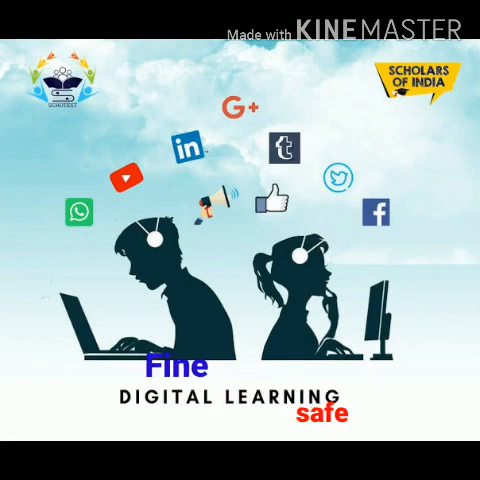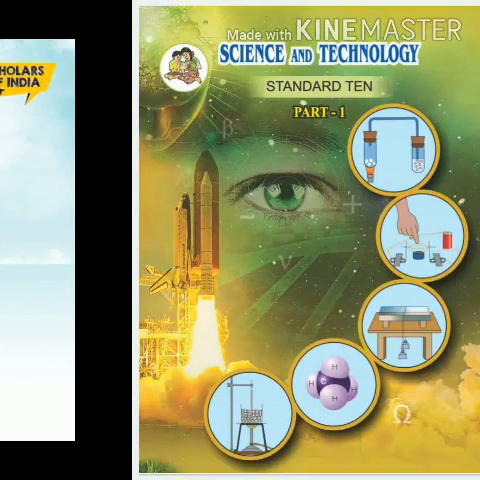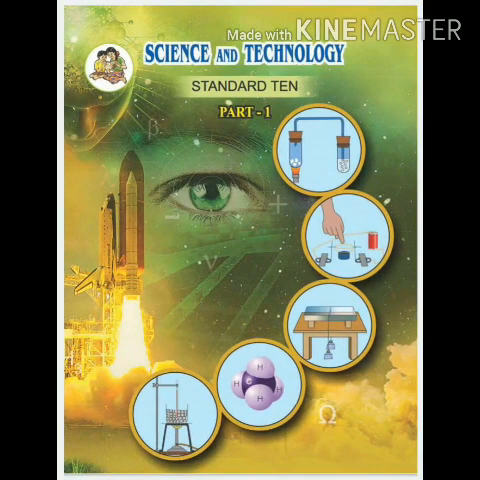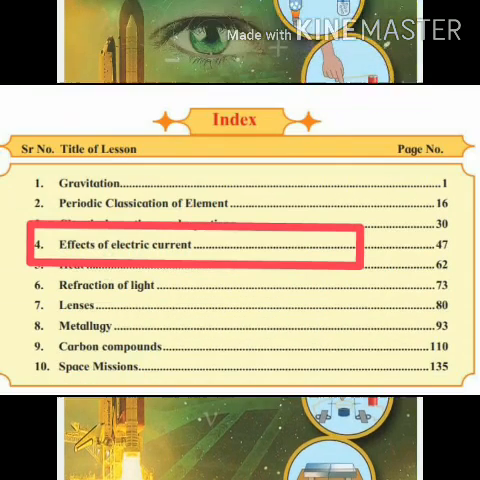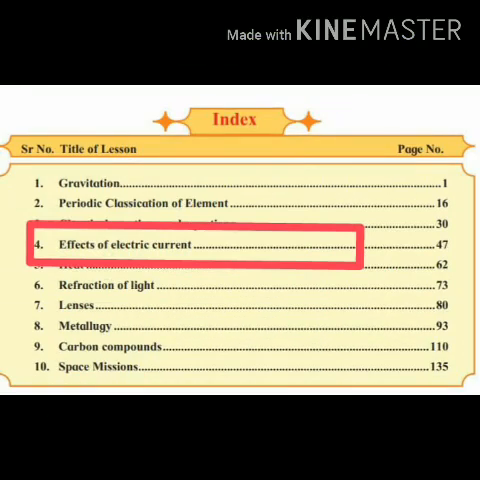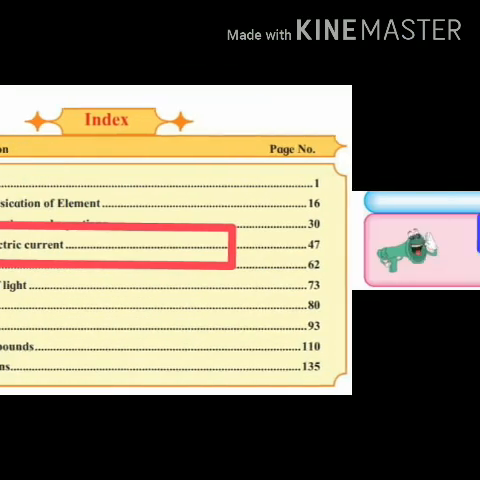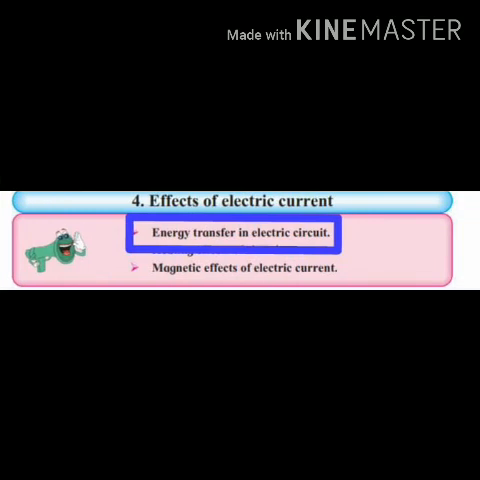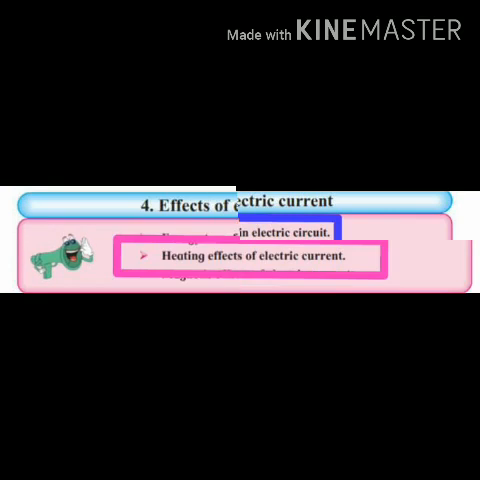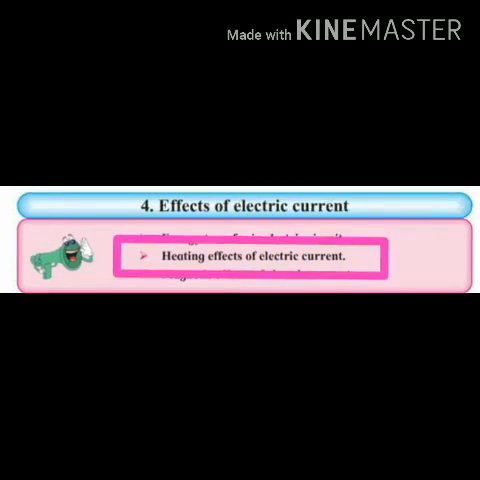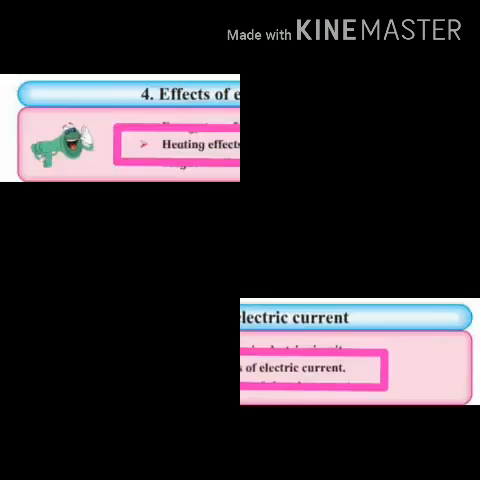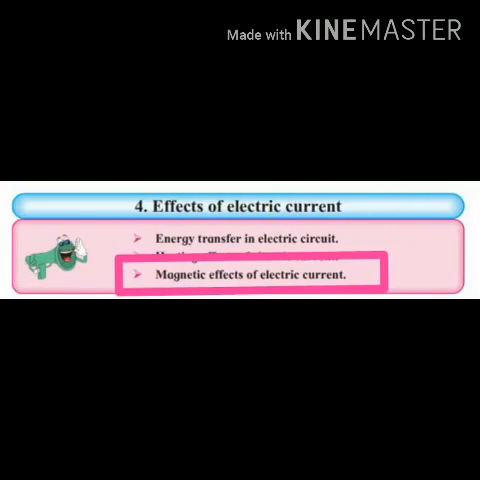Today we will study a very interesting topic in Science 1. That is lesson number 4, Effects of Electric Current. This lesson consists of three major topics. First one, energy transfer in electric current. Second one, heating effects of electric current. Third one, magnetic effects of electric current.